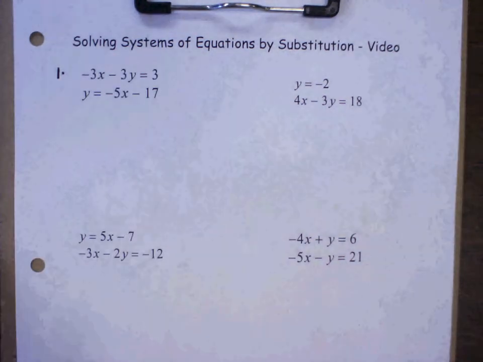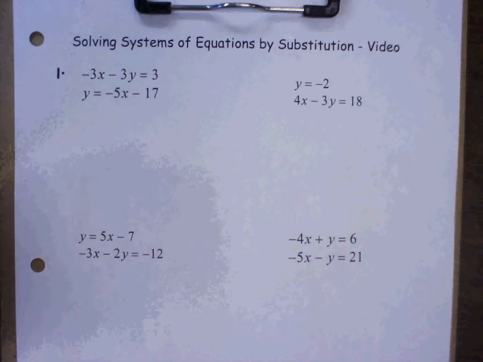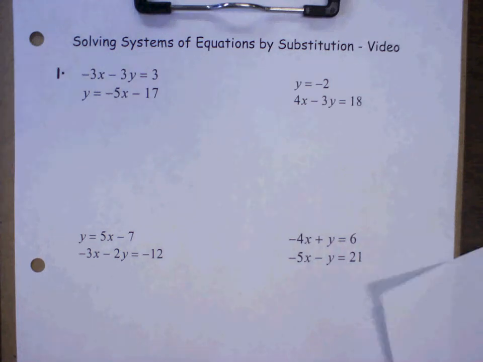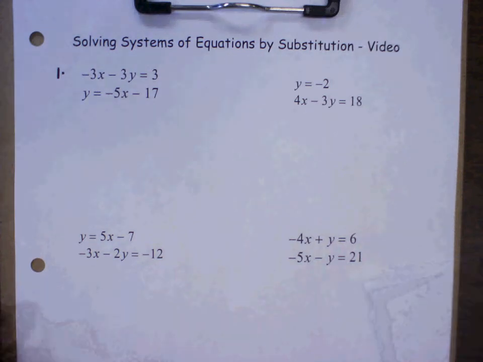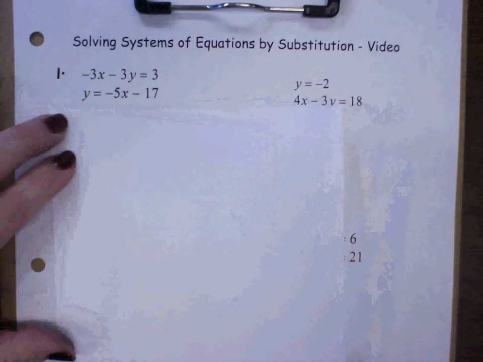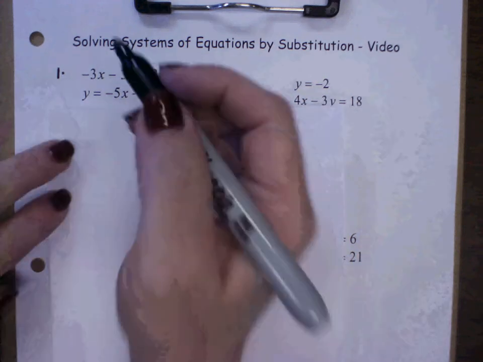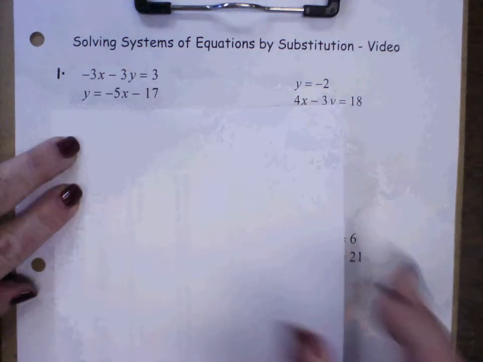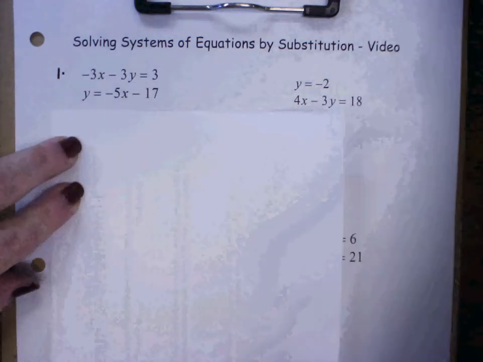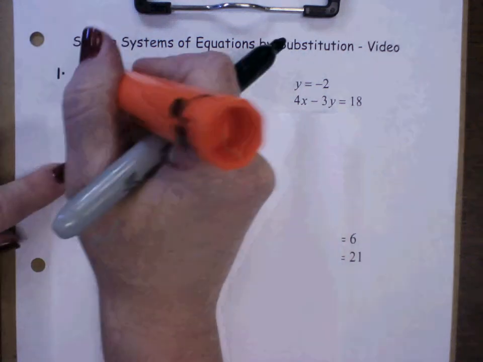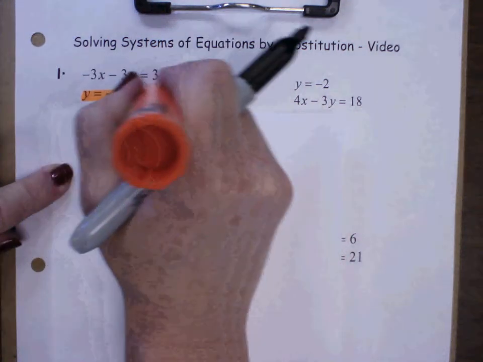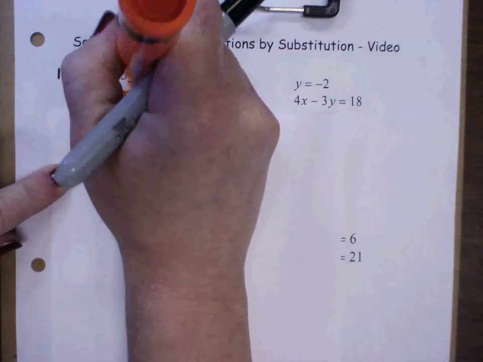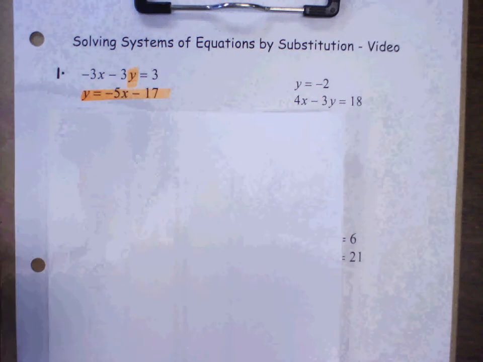Okay? So what you do is you substitute one of the equations on the other one. All right? So what I'm going to do is you always look for the one that's already solved for y. So that second one, it's already solved for y. So what we're going to do is we're going to substitute it where the y is.